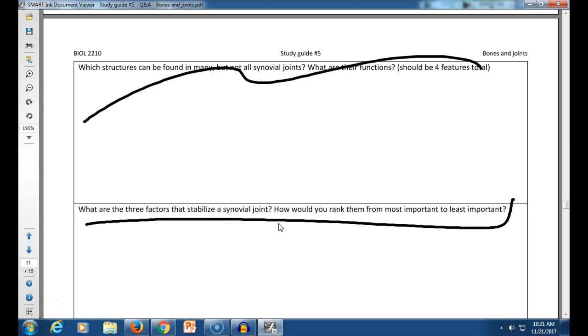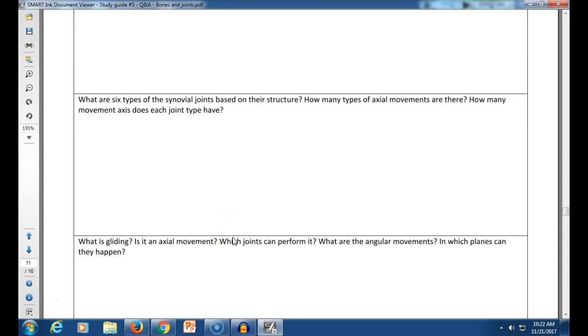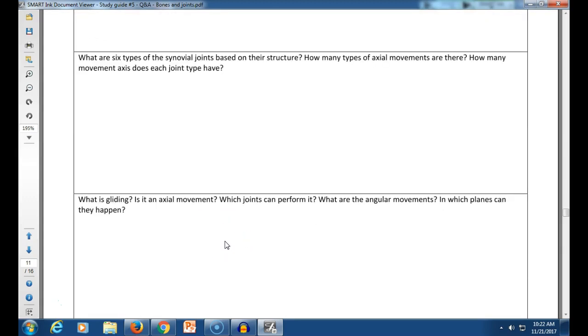Stabilization of a synovial joint. You have to know what's the least important factor: the shape of the bone ends. What's the second? Ligaments. And the most important factor is muscle tendons and the strength of the muscles. Bless you. Six types of the synovial joints.